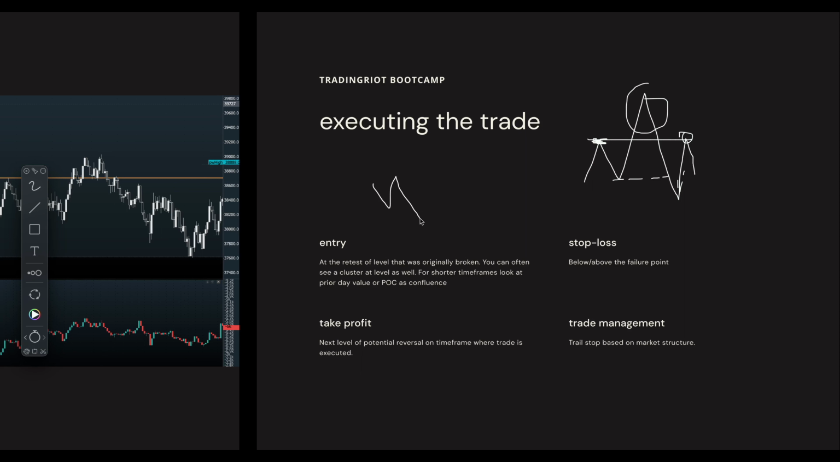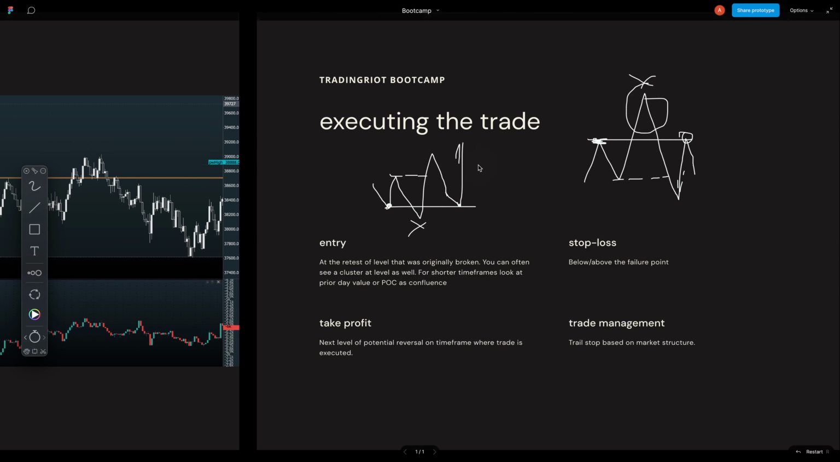Obviously, for the other side, it's the same thing. You are placing your limit order right here before the continuation. Your stop loss is below or above the failure point. Like I said, there can be a three drive, which is annoying, but the stop loss here is extremely straightforward because you don't expect the market to break this low. So your stop is without a doubt.